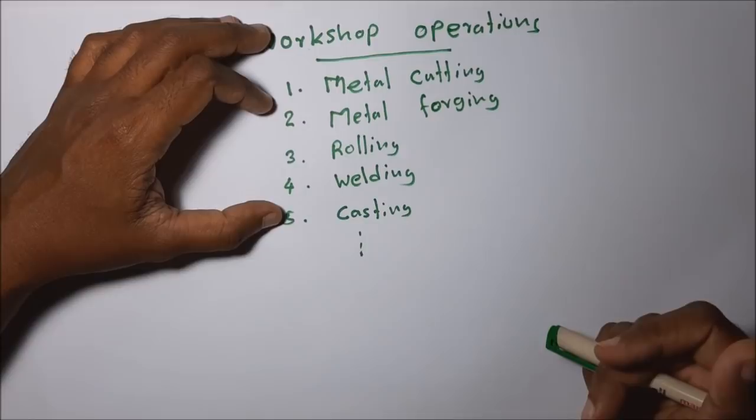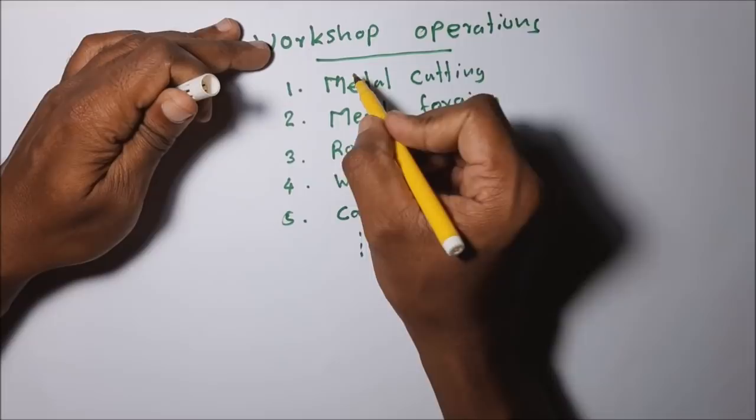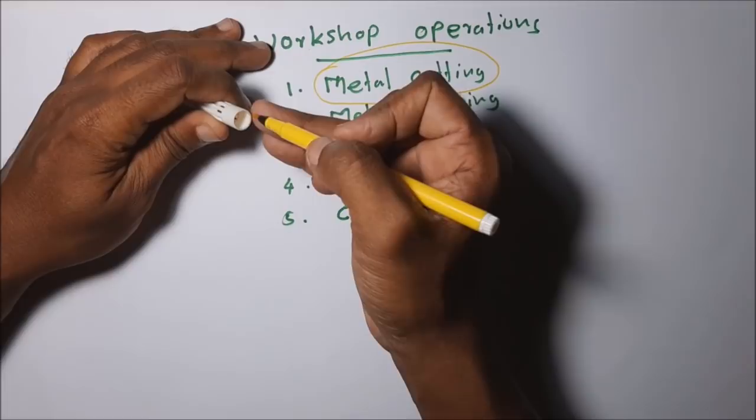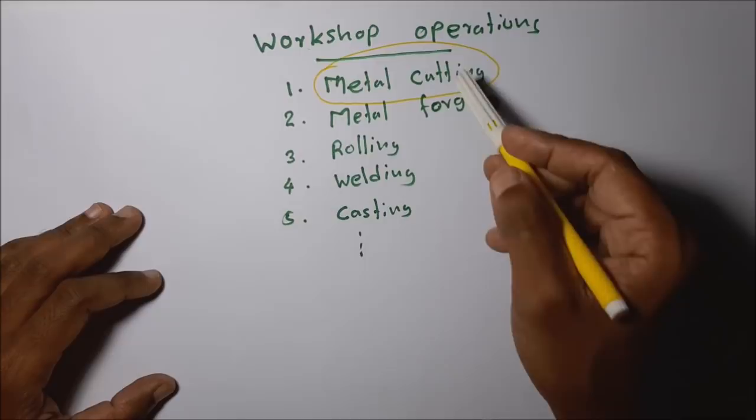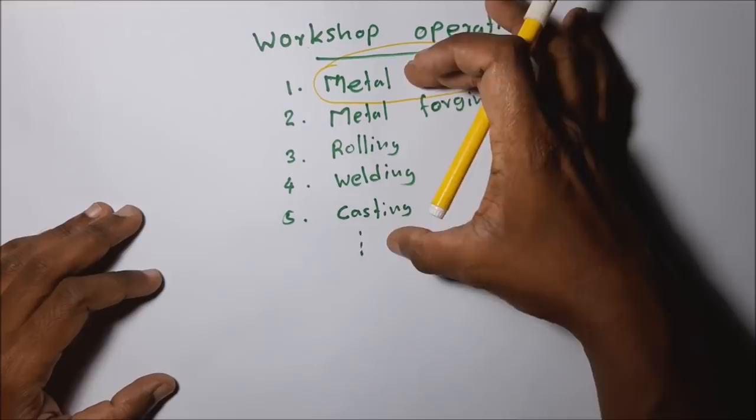Among these operations in industry, metal cutting is the most common operation. In every workshop you can see metal cutting operations. Metal cutting operations are widely used as finishing operations in the workshop. Among the workshop operations, metal cutting is the most common one.